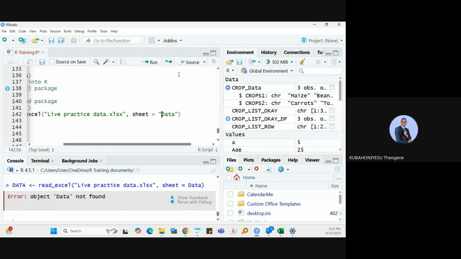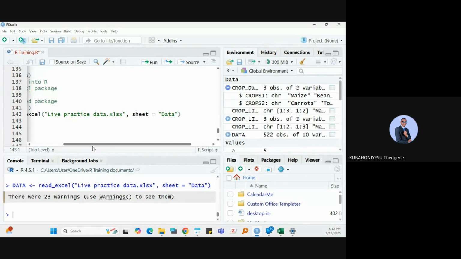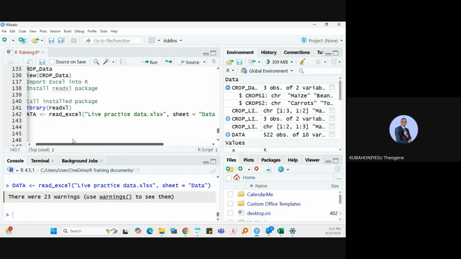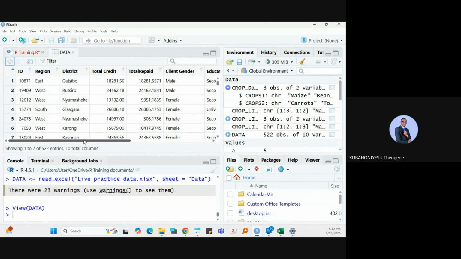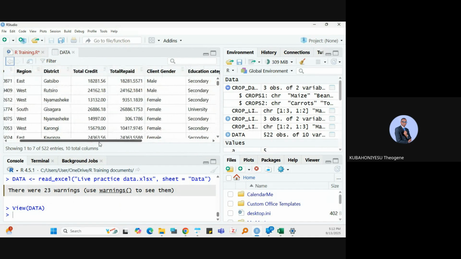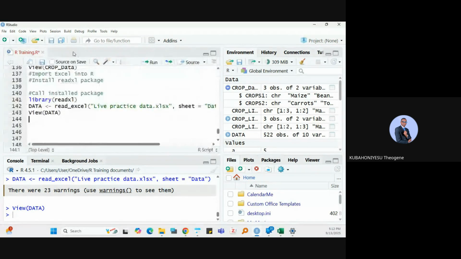So let's now run it. At least you can see data is here, 522 observations from 10 variables. I can view data, and then you have it like this: ID, region, district, and so on. By using view, you are able to import and verify.